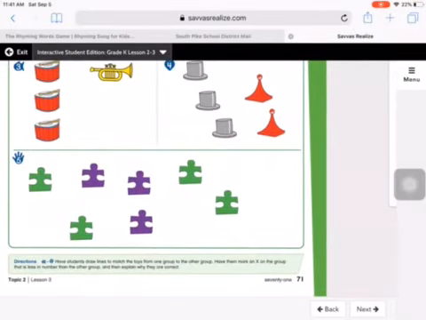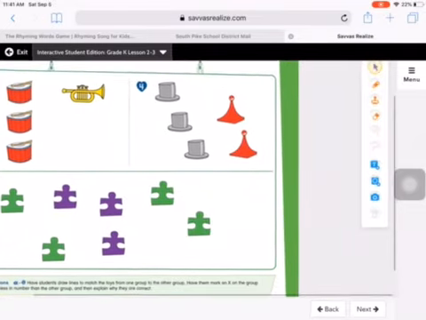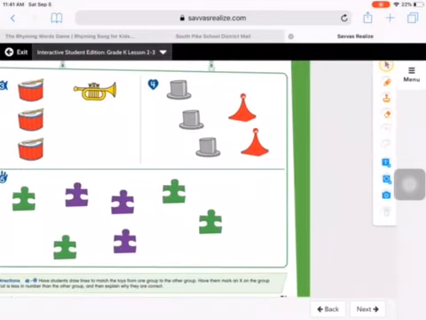Okay. For numbers 3 through 5, students should draw lines to match the toys from one group to the other group. You're going to mark an X on the group that is less in number than the other group and then explain why they are correct. So, let's do number 3. Okay? Let me get my pen.